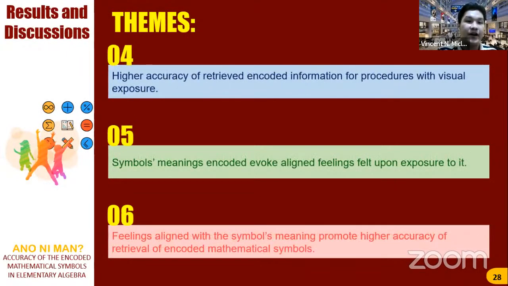The fourth theme is higher accuracy of retrieved encoded information for procedures with visual exposure. This is especially true for seeing and reading, so they have a visual exposure component for their encoding and retrieval of information.